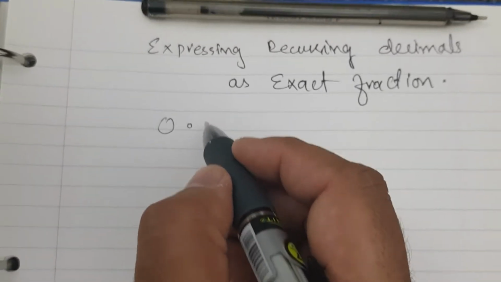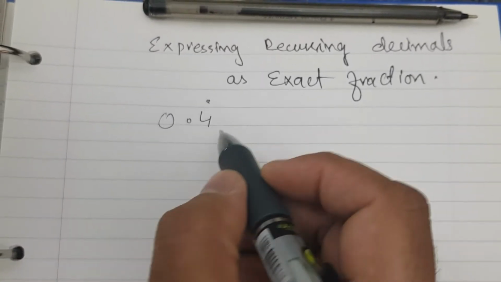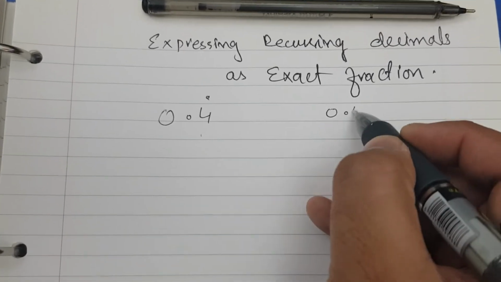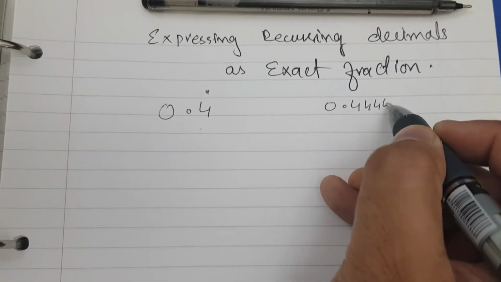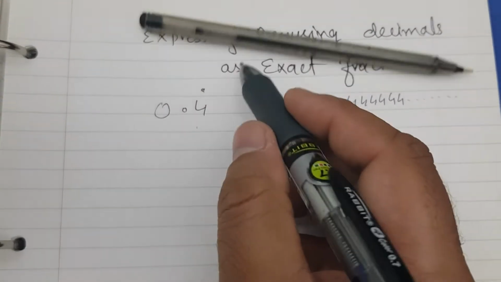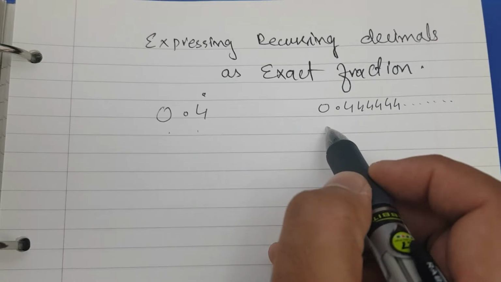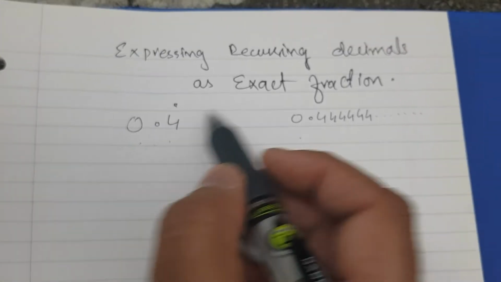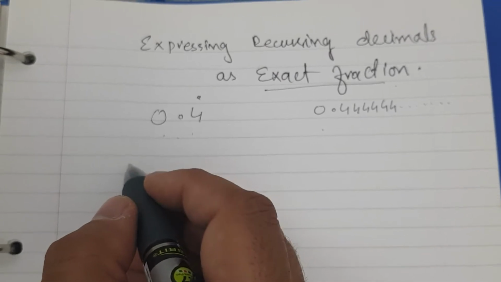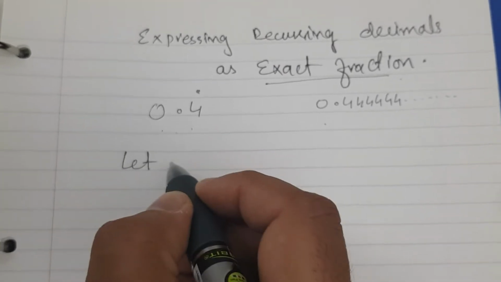Let's say 0.4 is my number and it's recurring, which means what? It means 0.444444 and so on. This number is repeating itself, so I am continuously getting 4 as a repeated number, and I have to write this as an exact fraction.